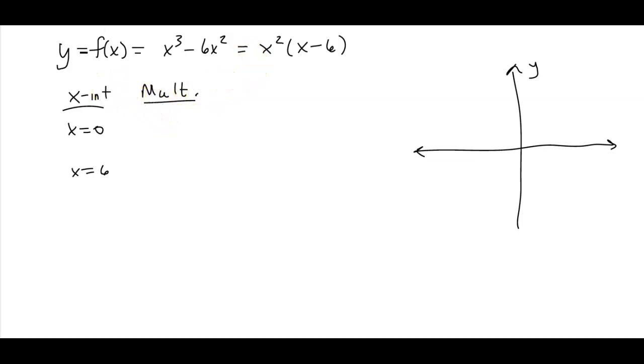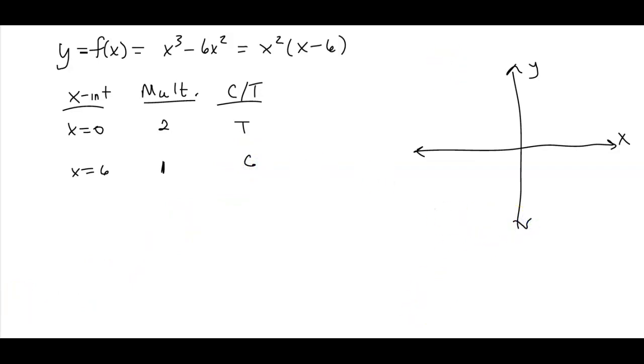That's how many times a factor repeats. I have a factor of x repeating twice, and I have a factor of x minus 6. It only shows up once. Now, whenever our multiplicity is even, we know that the graph is going to bounce off of, or that is to say, touch the x-axis. The proper way to say it is tangent to the x-axis here. Whenever the multiplicity is odd, it's going to cross through the x-axis.